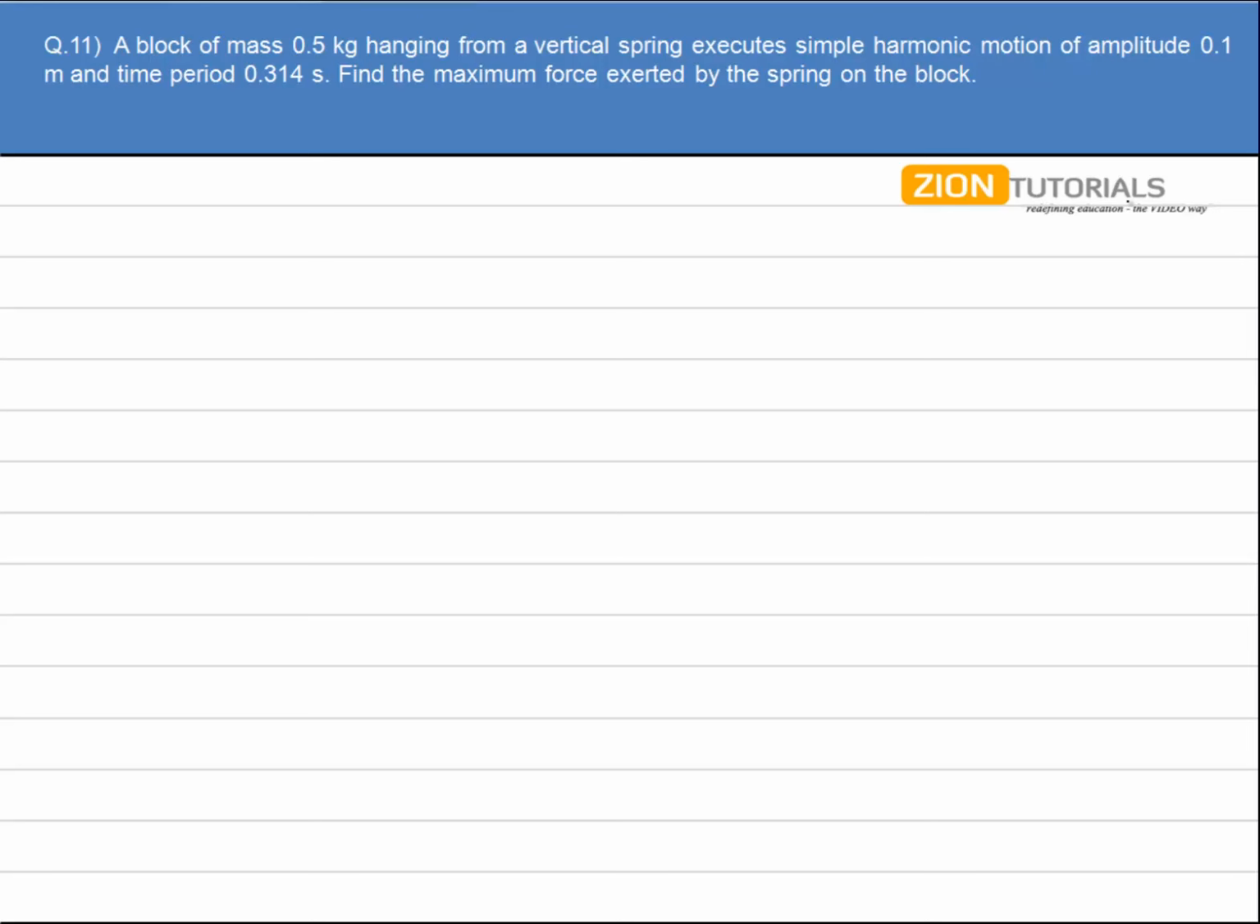A block of mass 0.5 kg hanging from a vertical spring executes simple harmonic motion of amplitude 0.1 meter and time period 0.314 seconds. Find the maximum force exerted by the spring on the block.